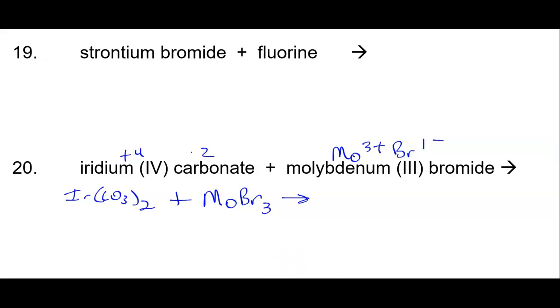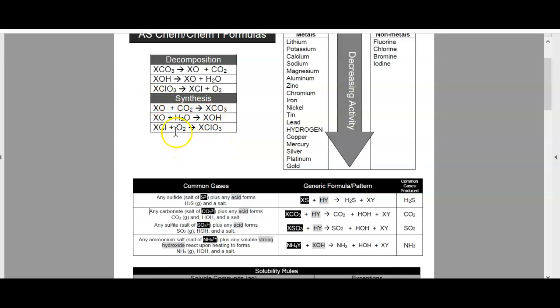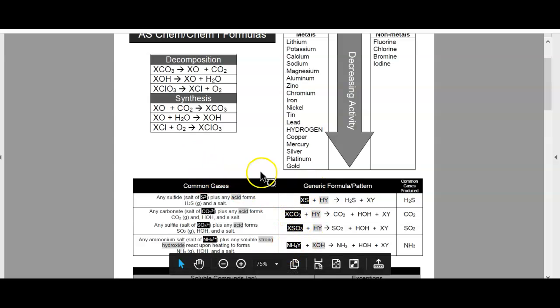Now, we have 2 compounds, so we got to check our list. Is it one of these 2 compound scenarios? Where we don't have a CO2 and H2 or an O2, so it's not a synthesis, but because it is 2 compounds, I got to check this list to see if it's a common gas before I make it a double replacement.